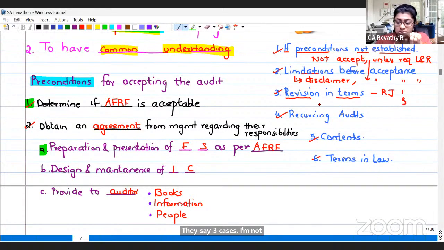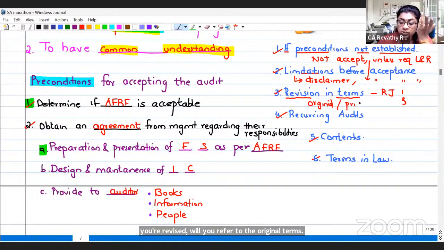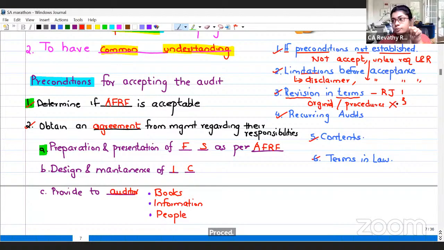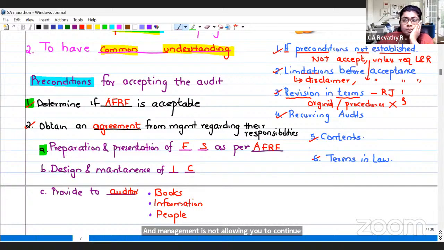Once you revised, will you refer to the original terms or original procedures? Answer is, you should not. If you can't revise the terms, and management is not allowing you to continue, what will you do? You can't revise, they are not allowing you to continue. You will withdraw.